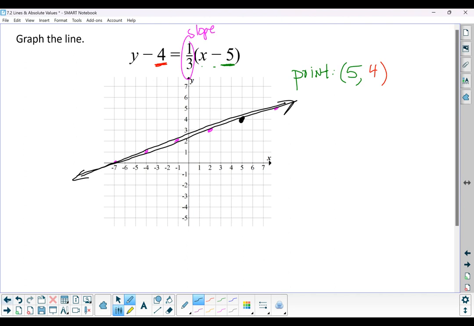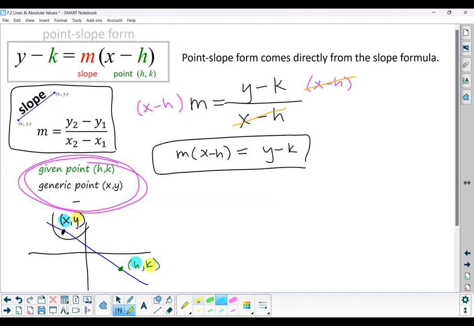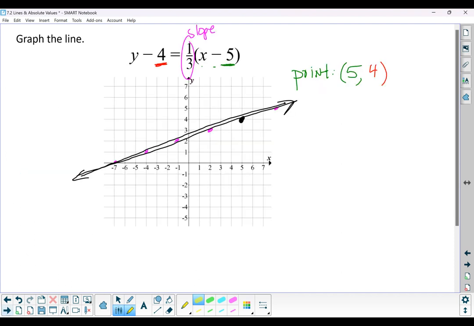So remember when you're looking at point slope form, it has negatives: y minus, x minus. So when you see a y minus 4, the y value is 4. When you see an x minus 5, the x value is 5.